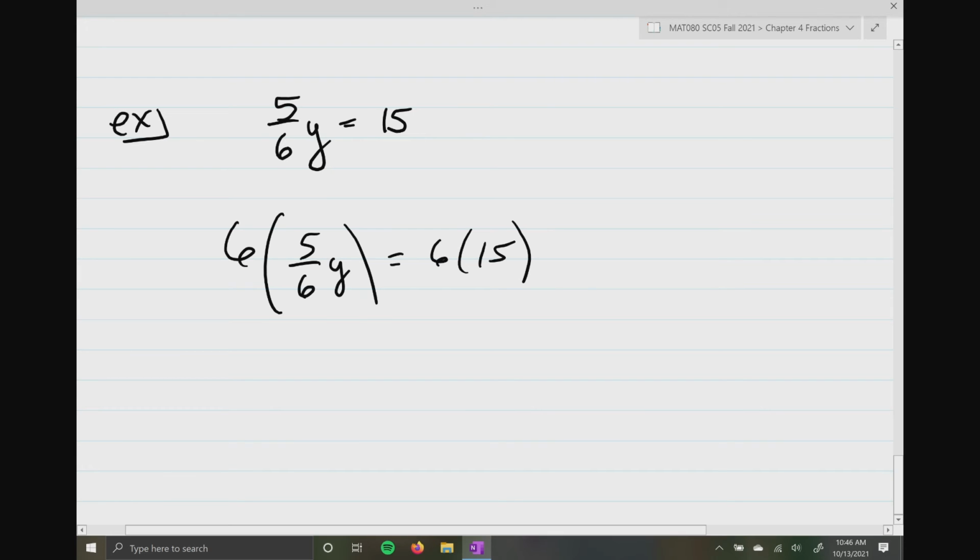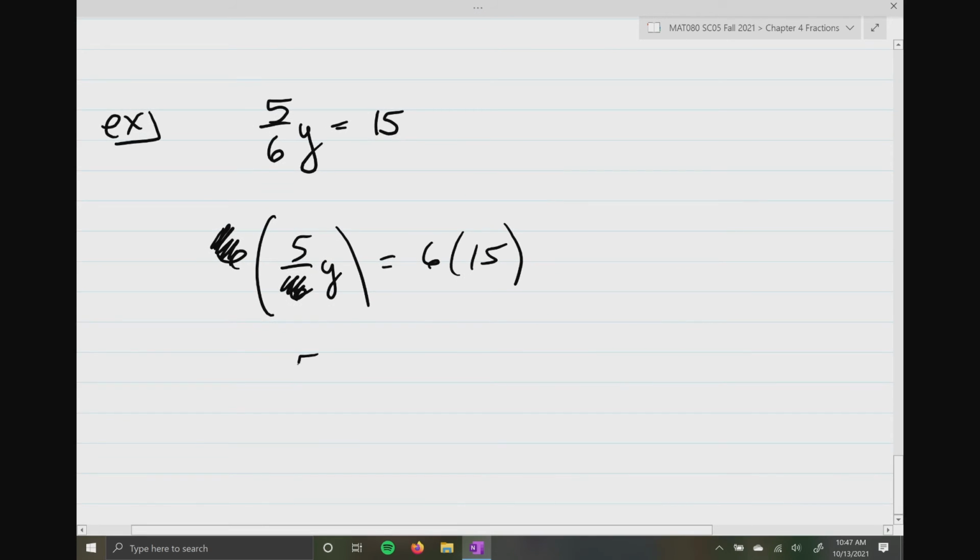To take out the numerator and denominator. To take out the 6. That's the whole reason why we do that. Our first step is to get rid of the thing that we don't like, a denominator. So multiply both sides by 6. Now, if you scratch them out, you can physically see what's left over. On the left-hand side, it's 5y. On the right-hand side, 6 times 15 is 90.